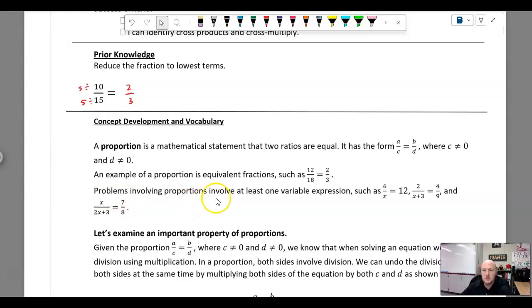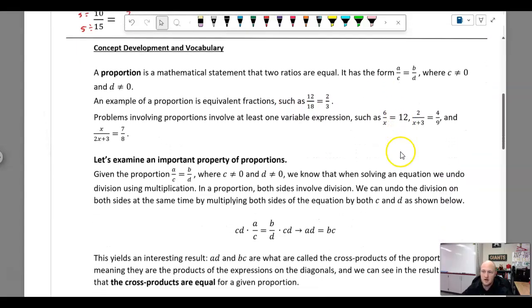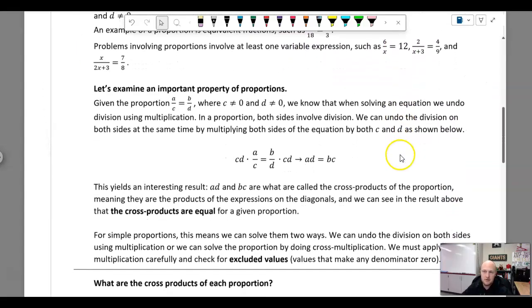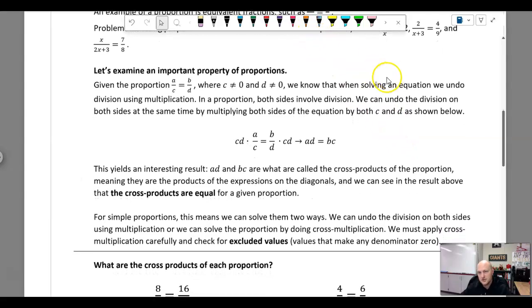Problems involving proportions involve at least one variable expression, such as 6 over x equals 12, 2 over x plus 3 equals 4 over 9, and x over 2x plus 3 equals 7/8. The idea here is we're going to see variables in the denominator. Since these are rational equations, we have a variable in the denominator. So let's examine an important property of proportions.